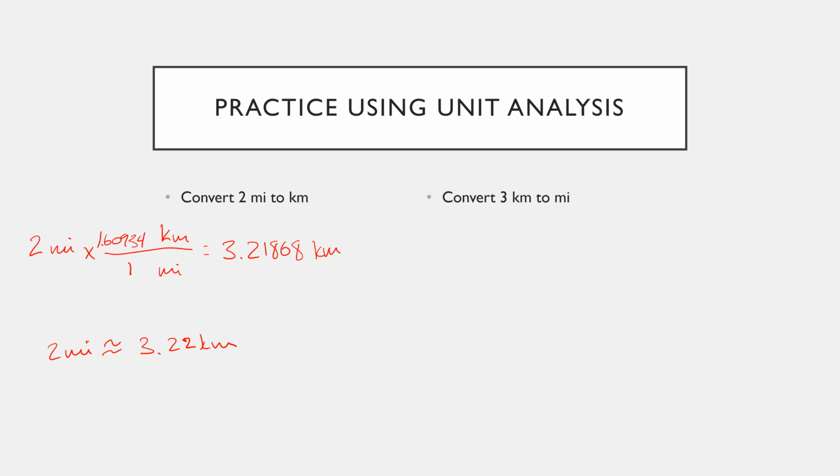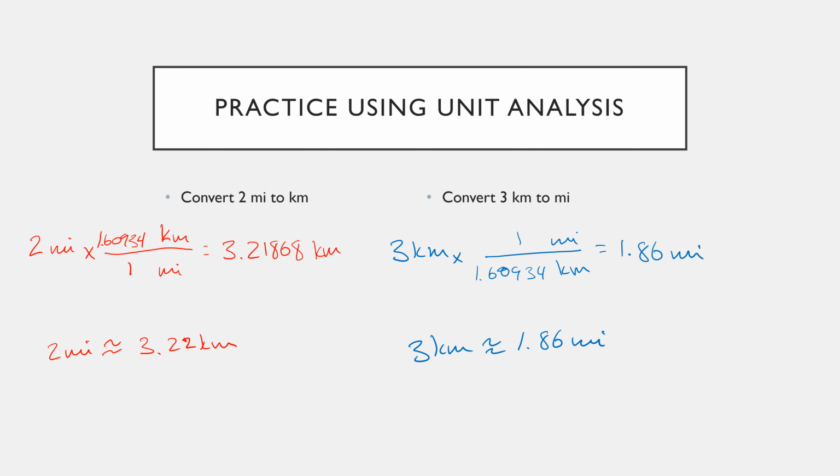So let's do that again, going the other way this time. So 3 kilometers times, and we're going to build our fraction with miles in the numerator, kilometers in the denominator. Let's use the same ratio that we just used. So that is 1 mile is equivalent to 1.60934 kilometers. So in this case, we're going to divide. 3 divided by 1.60934 is going to give us about 1.86 miles. So we're going to say that 3 kilometers is approximately equivalent to 1.86 miles.